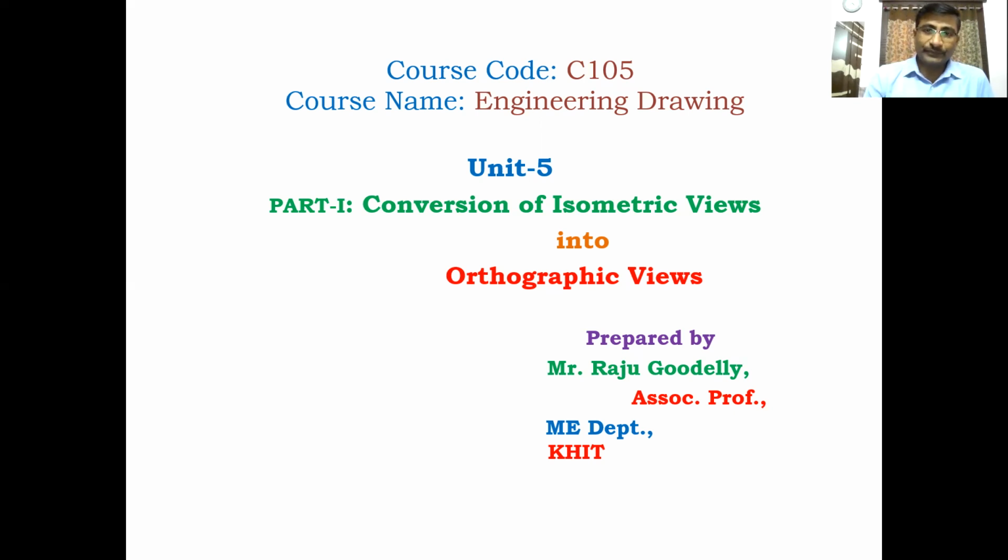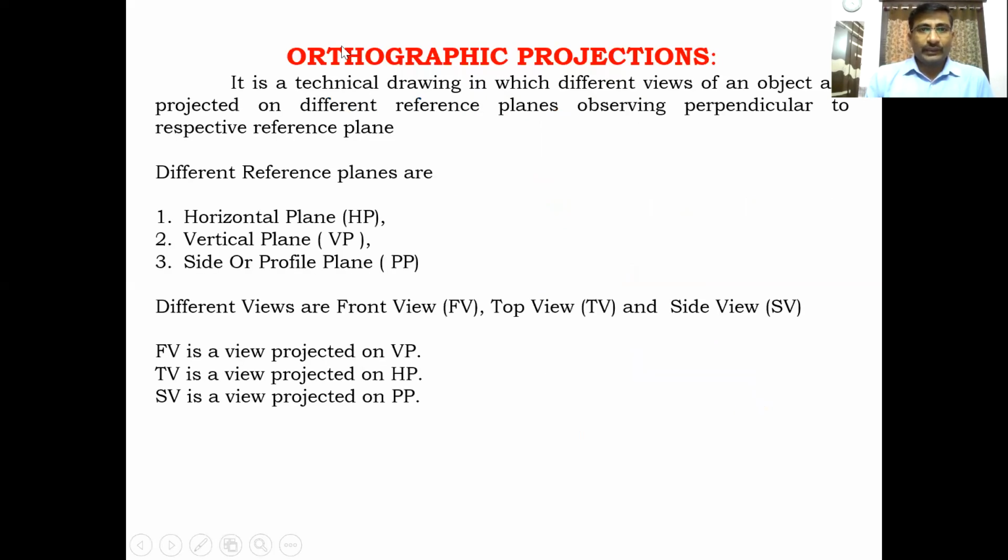Let us go for the diagrams or theory. This is orthographic projection. It is a technical drawing in which different views of an object are projected on different reference planes, observing perpendicular to the respective reference planes. Whenever you observe perpendicular to the respective reference planes, the views are orthographic views.